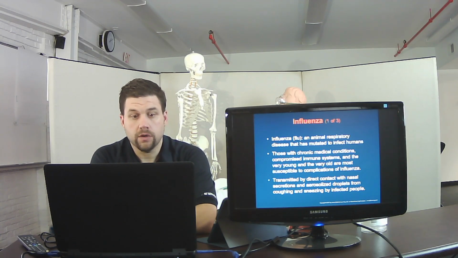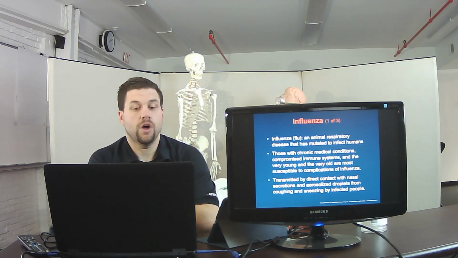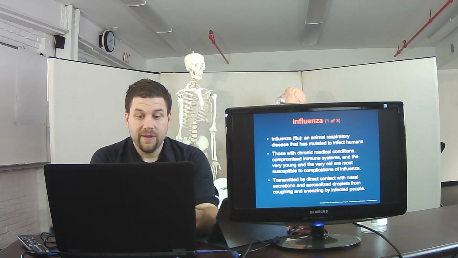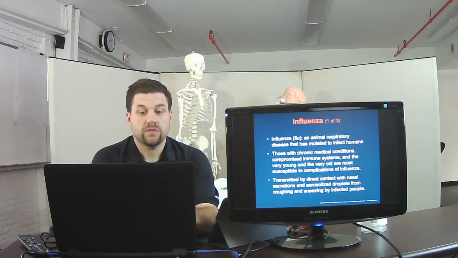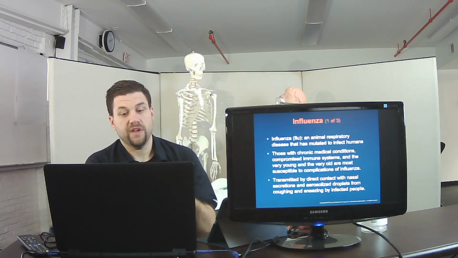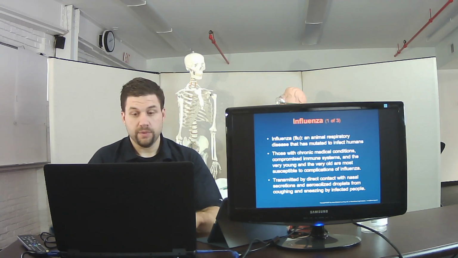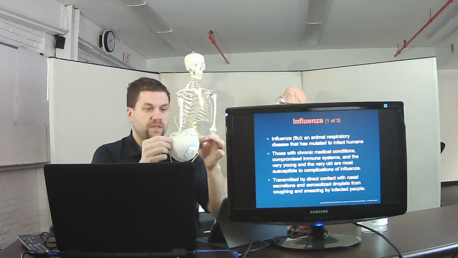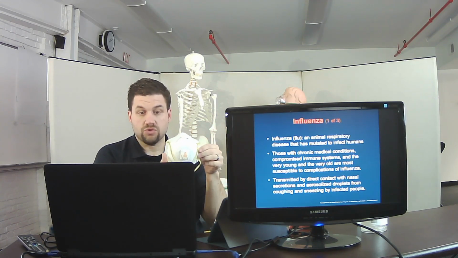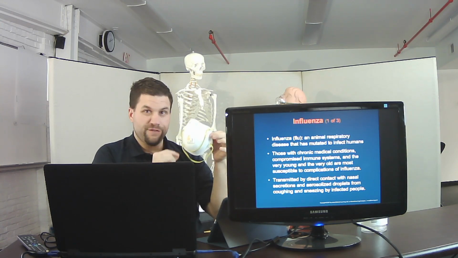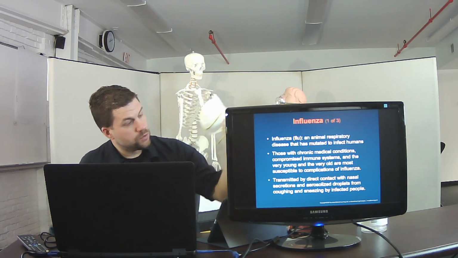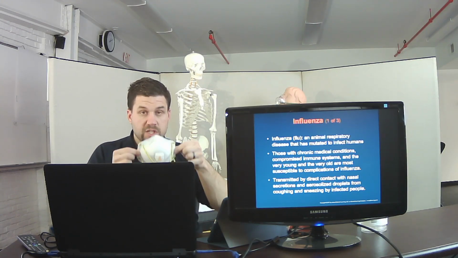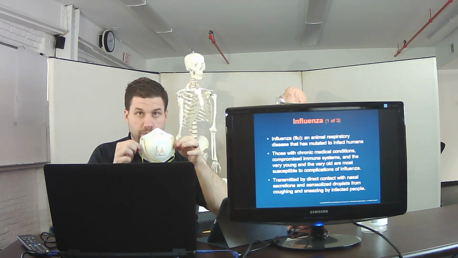So people with chronic medical conditions, compromised immune systems, the old and the very young are most susceptible to influenza. And this is transmitted by direct contact with nasal secretions, aerosolized droplets from coughing and sneezing by affected people. So that's why we're doing a mask. So a properly fitted mask like this is going to protect us from the aerosolized droplets. This is an N95. You may have heard that one out in the news, or you may just be familiar with it from your jobs. This is going to filter 95% of the particulates.